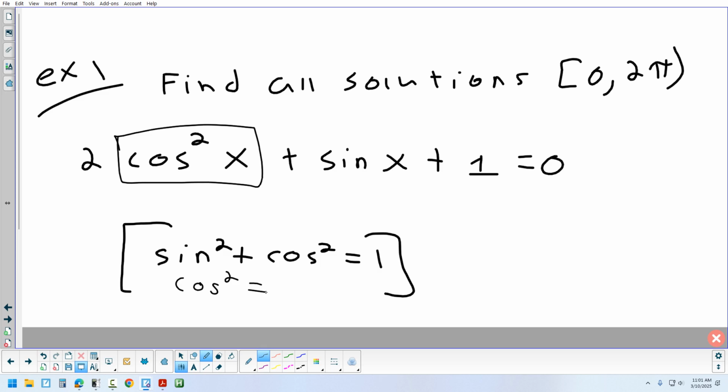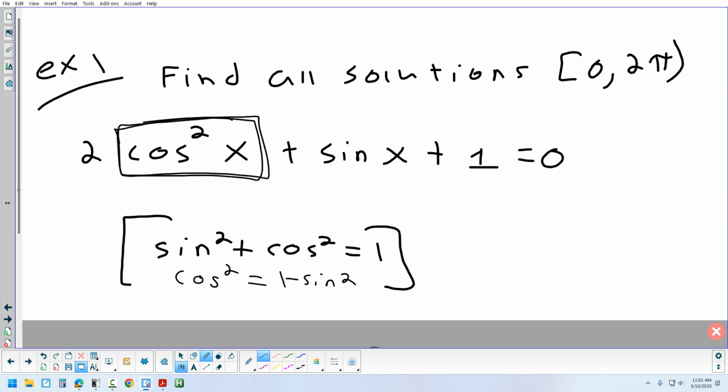1 minus sine squared. That is what we're going to change that to. We're going to change cosine squared to 1 minus sine squared. Everything else is going to stay the same. So let's do that.